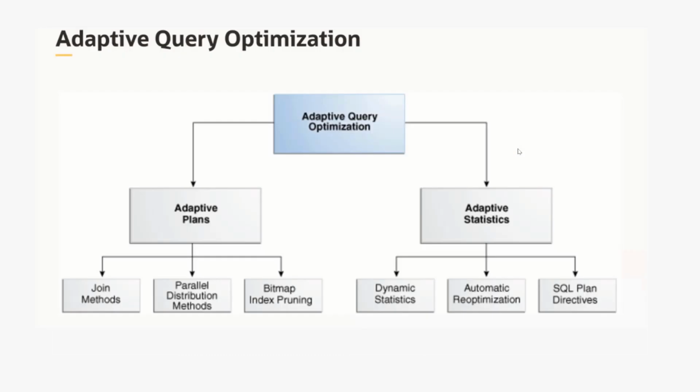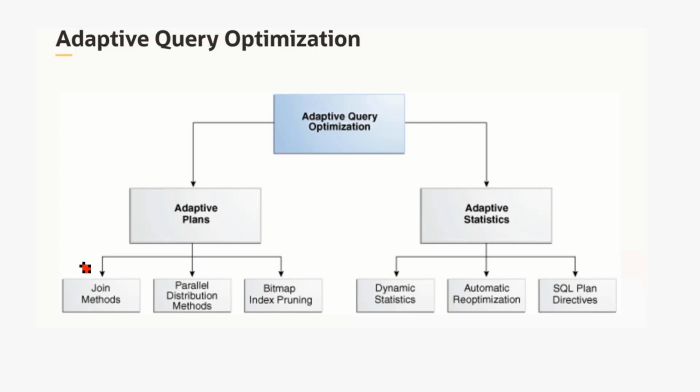Okay. So the adaptive query optimization is distributed into two parts: adaptive plans and adaptive statistics. Plans are made with the join methods, parallel distribution methods, and bitmap index pruning. And the adaptive statistics are distributed among dynamic statistics, automatic re-optimizations, and SQL plan directives.